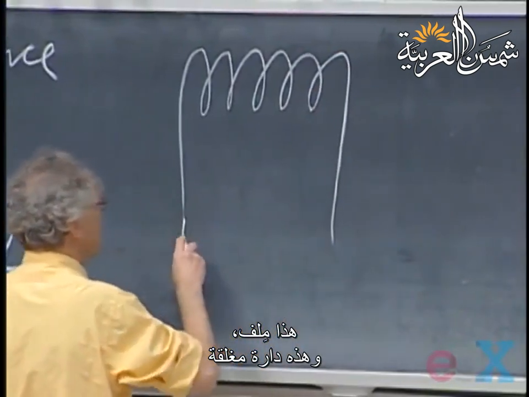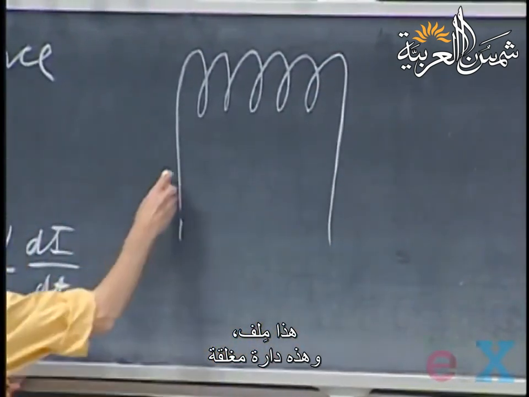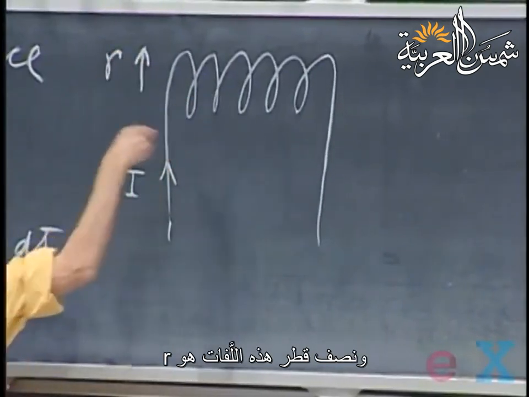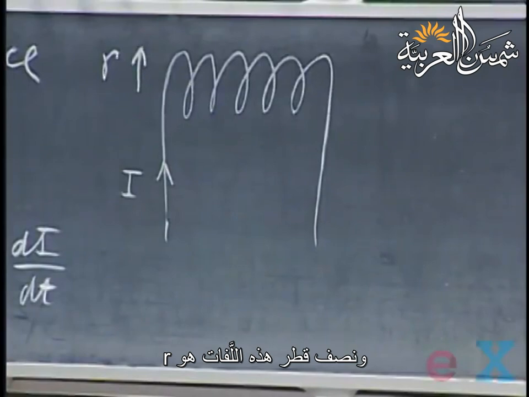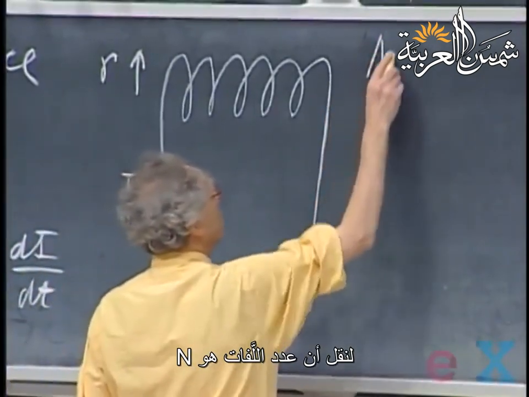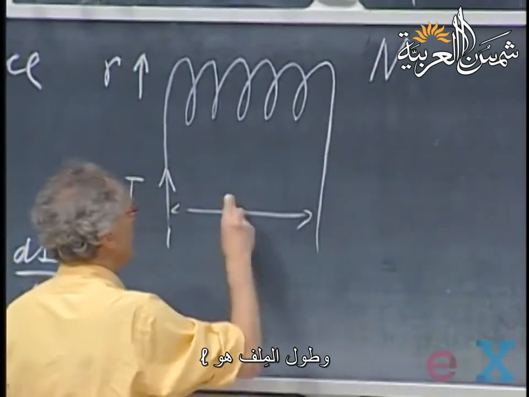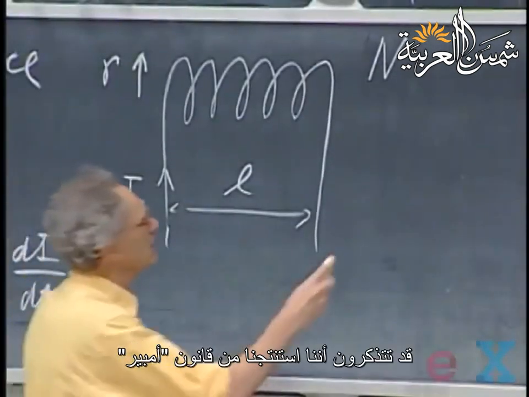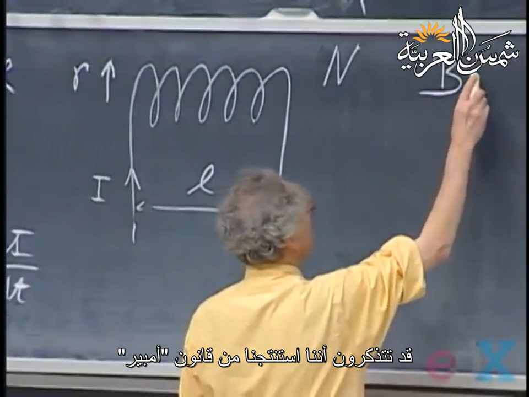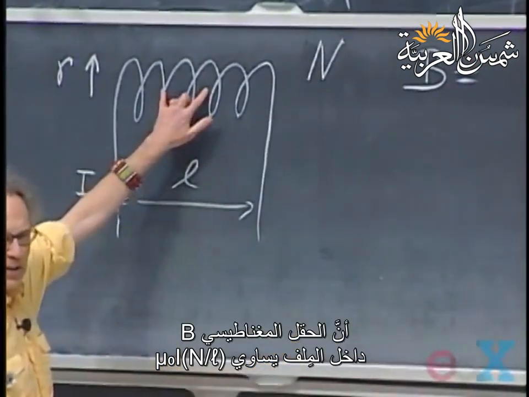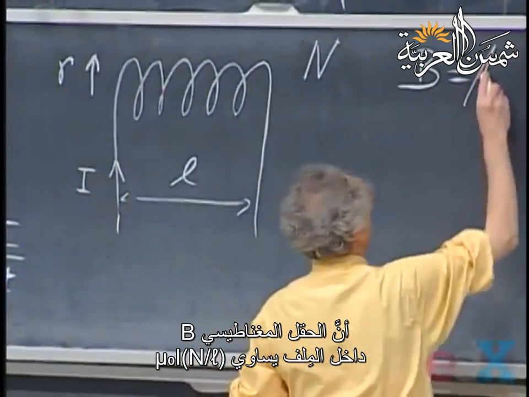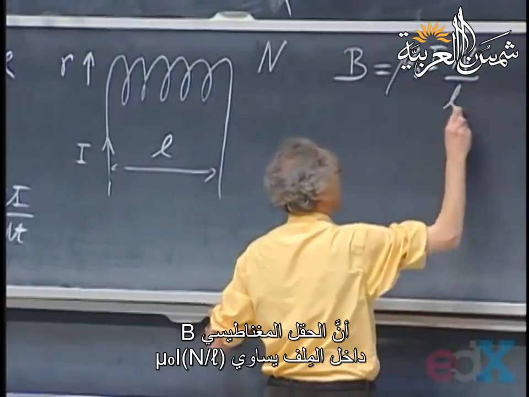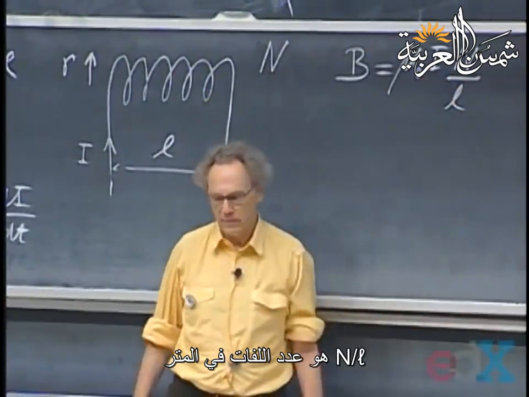Let this be a solenoid, and this is a closed circuit, and we run a current I through the solenoid, and the radius of these windings is little r. Let's say there are N windings, and the length of the solenoid is little l. Perhaps you remember that we earlier derived, using Ampere's law, that the magnetic field inside the solenoid is mu0 times I times capital N divided by l. This is the number of windings per meter.